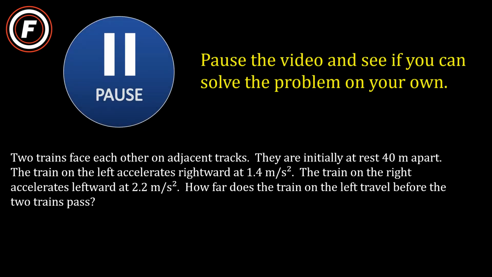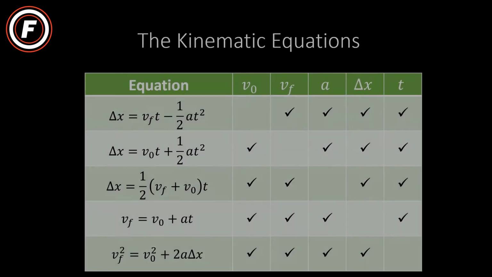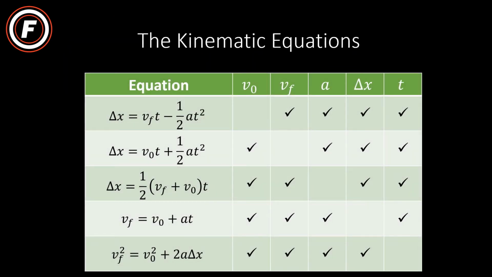If you would like to try this problem on your own, pause the video here, then come back to see how you did. Before we get started, let's quickly review the kinematic equations. If you need a more in-depth tutorial on how to use these, please check out my kinematics video. Basically, we have 5 equations and 5 parameters. Each equation utilizes 4 of these parameters, and this chart provides a visual aid to see which parameter is not needed in each equation. Now, let's take a look at the problem statement once more.